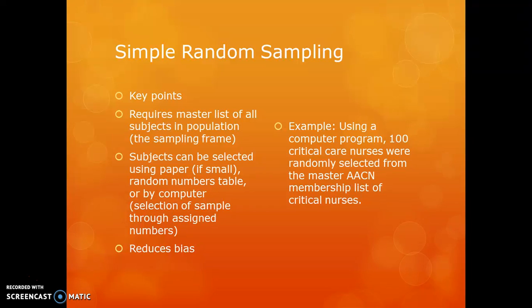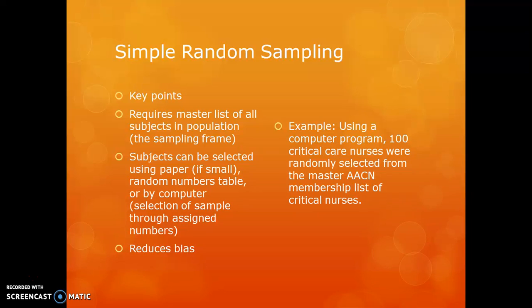You could use a random numbers table. You can use a computer program. You can go online, like if you put a list of people's names in an Excel file, then you can ask for a randomly generated list of, let's say you entered in 120 names, you could ask for a randomly selected list of 20 names. And it does reduce bias when you use simple random sampling.